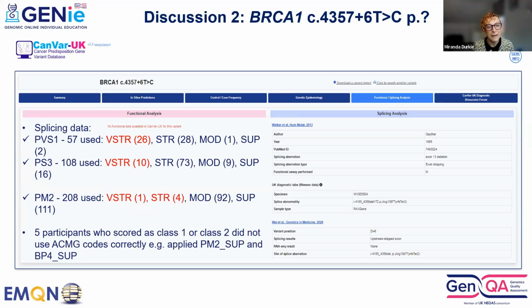And then for PM2, 208 participants used it: 1 at very strong, 4 at strong, 92 at moderate, and 111 at supporting. And again, just to highlight those strengths of very strong and strong, which are not allowed in any guidelines, and are really overweighting that rarity in controls evidence.